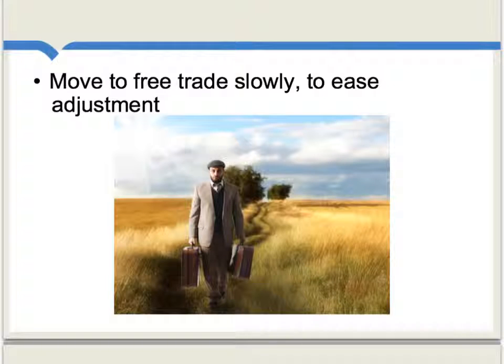Smith also argued there could be cases where a country should move to free trade slowly to ease the adjustment of labor. For instance, if there has been protection for a long time and many workers are employed in that sector, if a tariff comes down too suddenly, you might have too much of a sudden burst of unemployment, and therefore there should be some kind of slower transition.